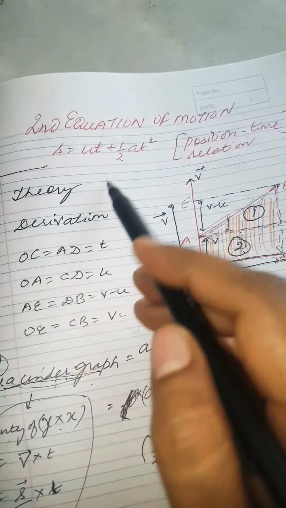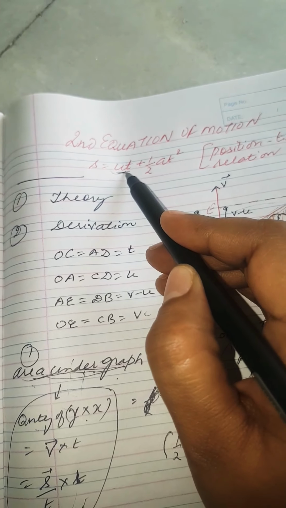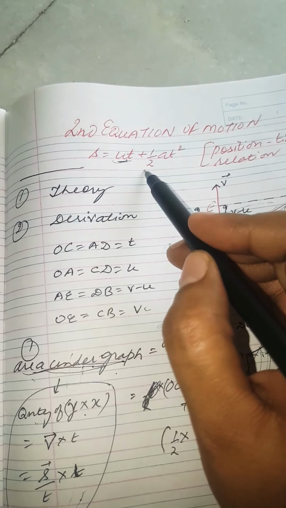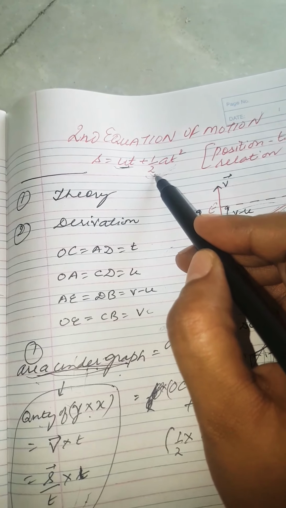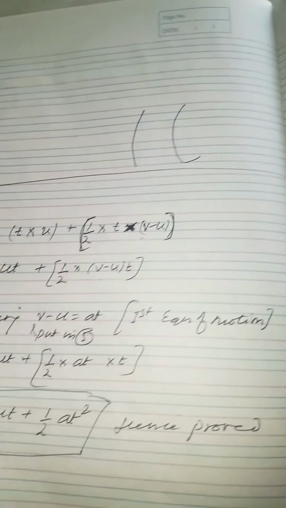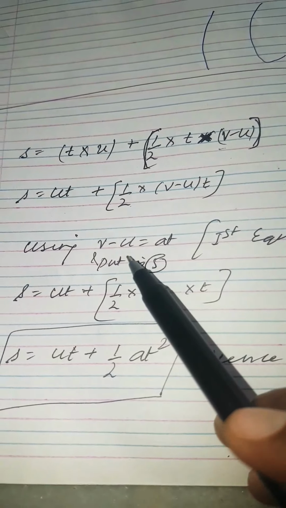अब equation के हम इस part पर तो पहुंच गए हैं. S equal to UT we have derived, but what about half AT square? This we are going to derive. So what replacements we are going to do?